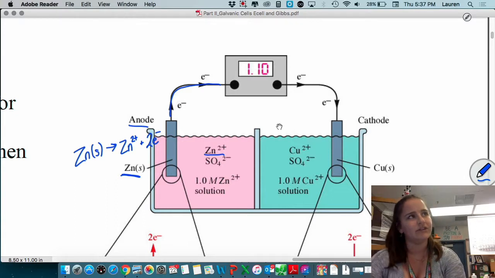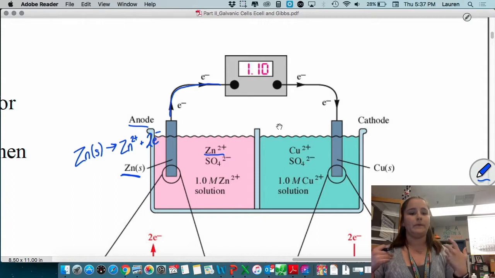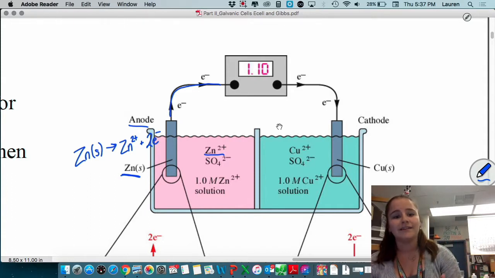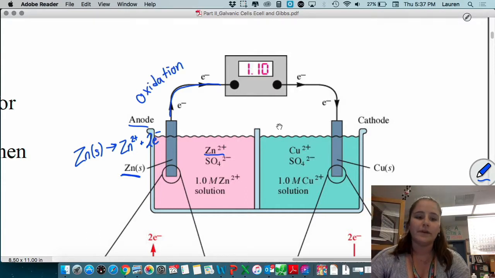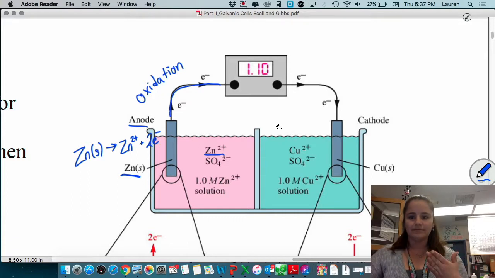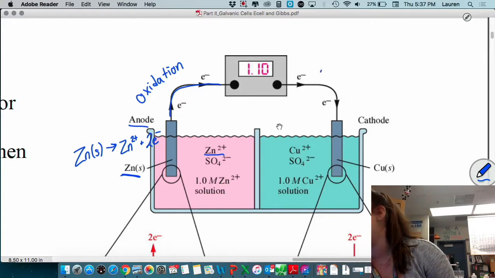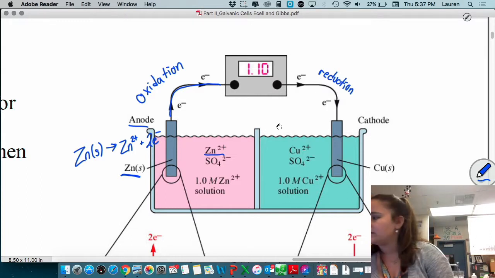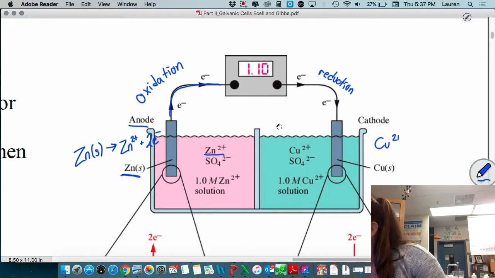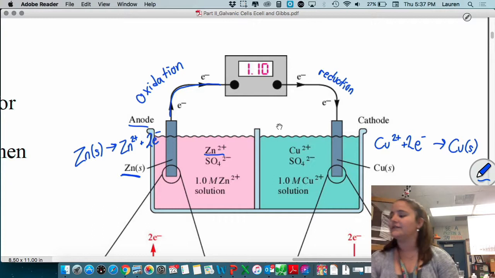So is that oxidation or reduction? Well, if you remember OIL RIG, oxidation is loss. Okay, anode, this is our oxidation. Okay, also remember AN OX, anode, oxidation. We're over at the cathode, we have a red cat. Reduction. What reduction is gain of electrons? What is gaining electrons? Copper. Okay, so we have our copper 2+ ions gaining 2 electrons to form our copper solid.